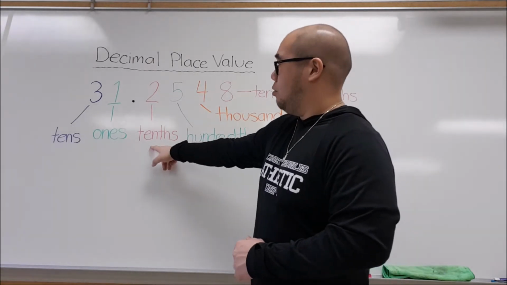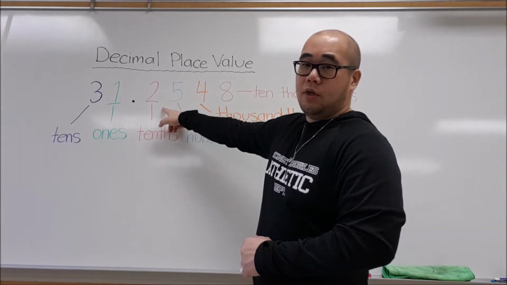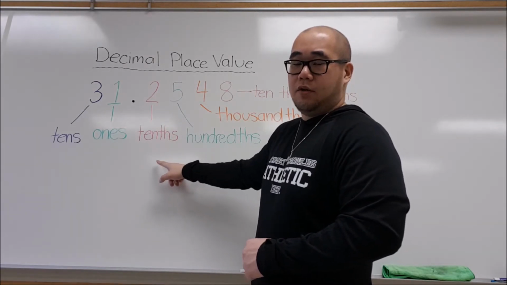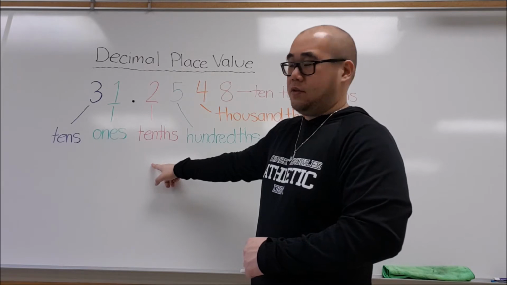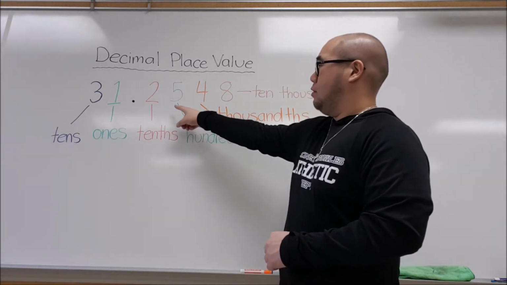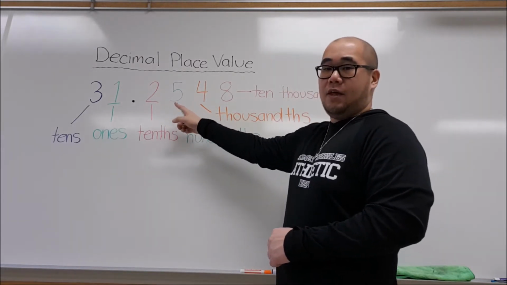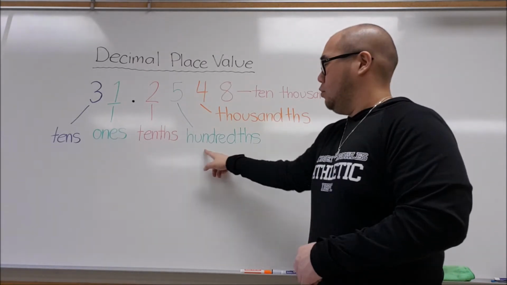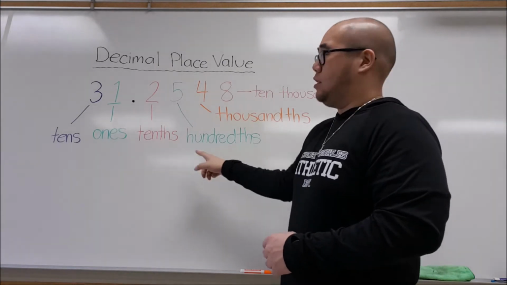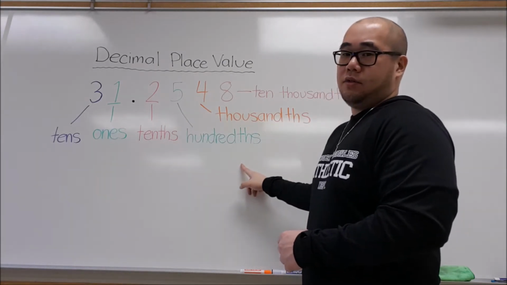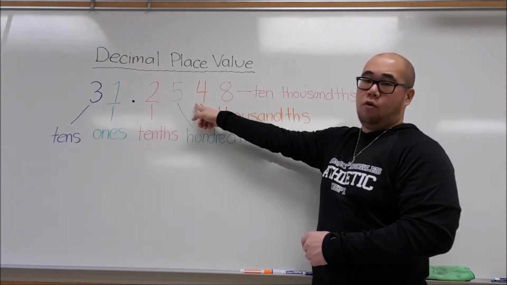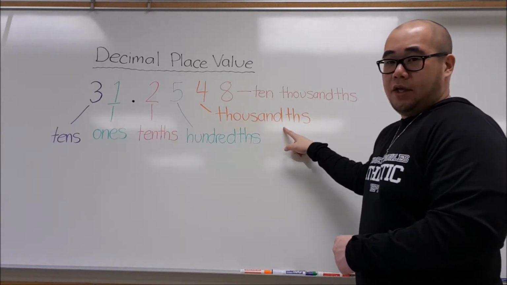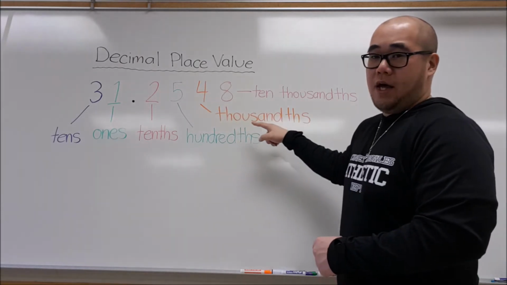So the first decimal here is 2, and this is in the tenths place value. This represents 2 tenths. And then to the right of that, we have 5. That is in the hundredths place value, and that represents 5 hundredths. And then after that, we have a 4. That is in the thousandths place value, and that represents 4 thousandths.